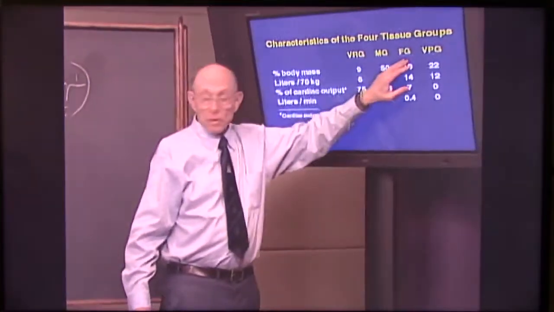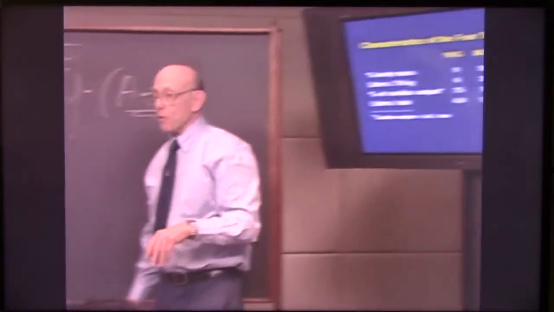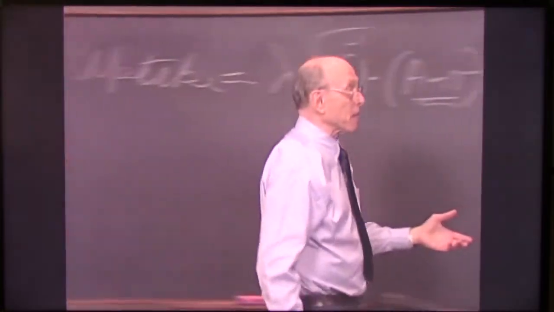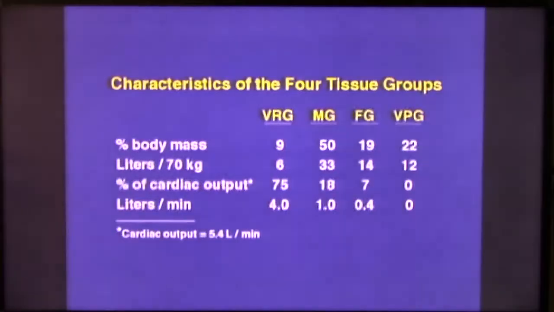The fat group is what its name implies. Why would we separate the fat group from the muscle group? Why not just lump them together? After all, they have about the same flow. If you look at the ratio of the flow to the volume, they aren't really that much different. So why would you separate them? Because of solubility. Thank you, right.